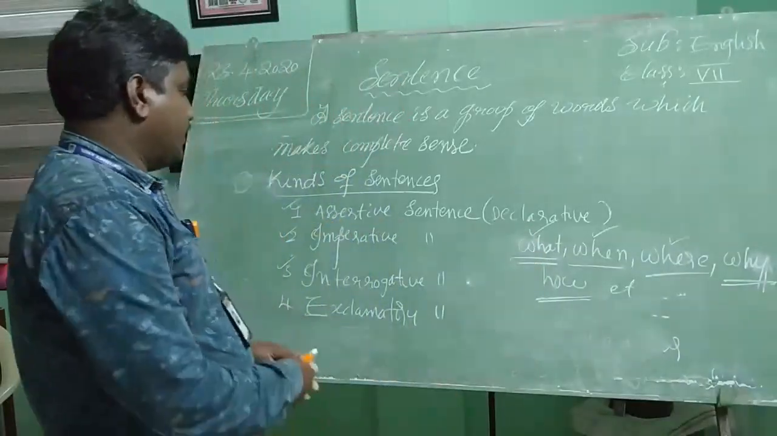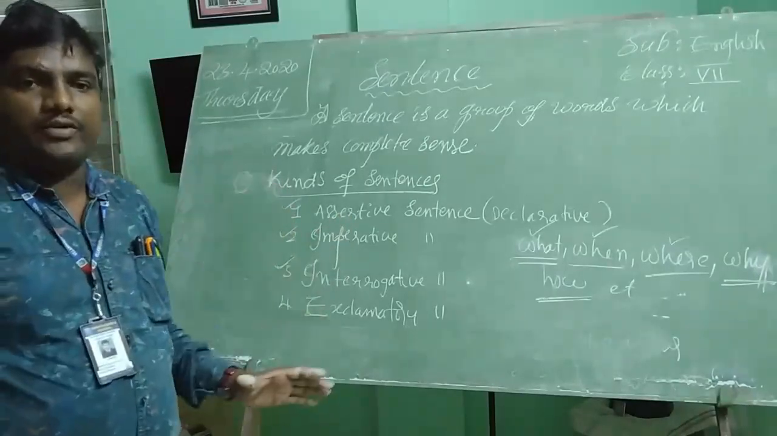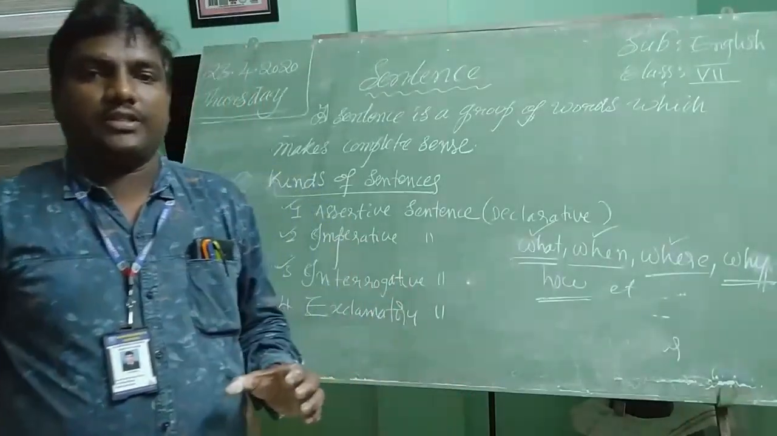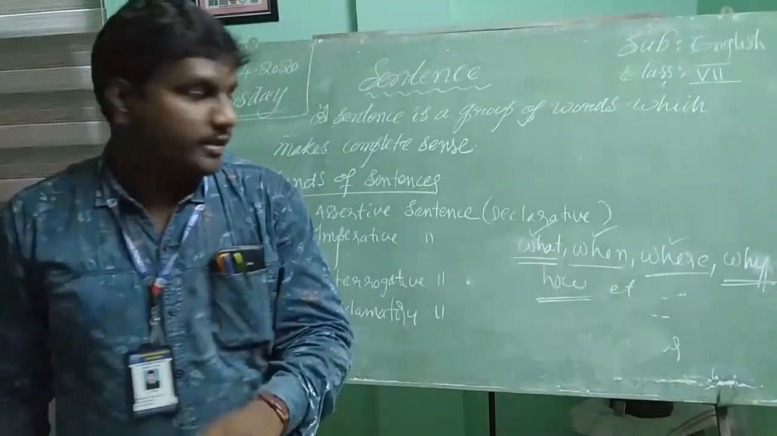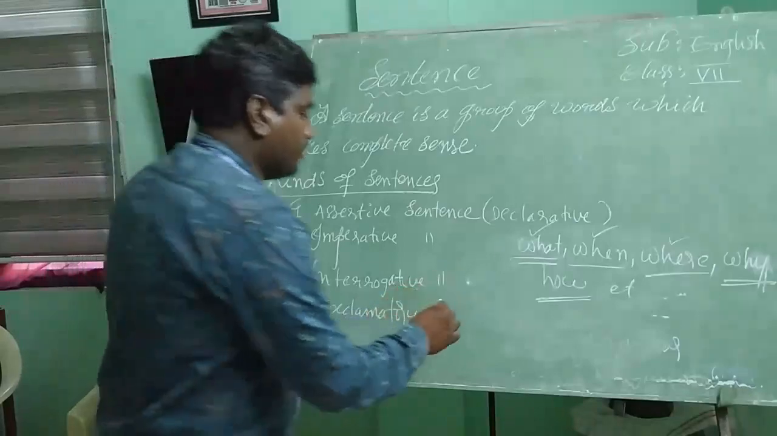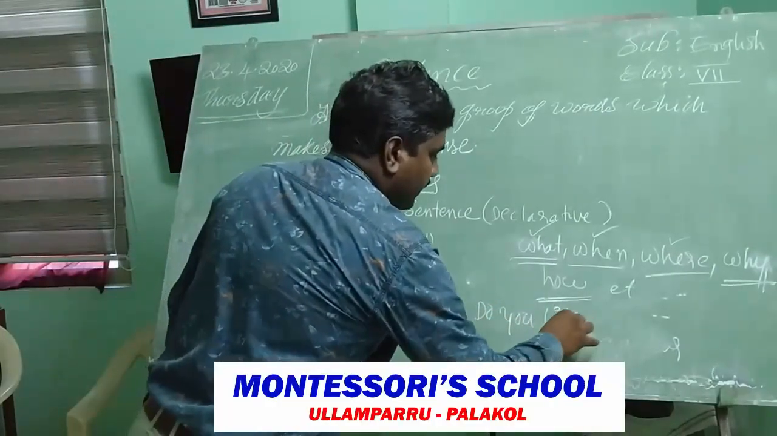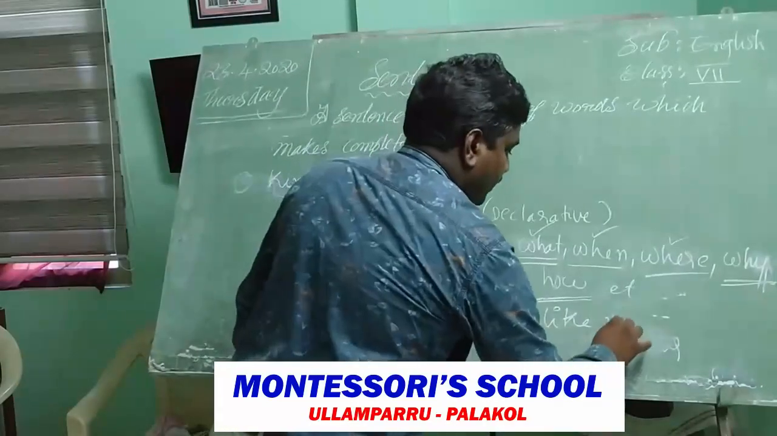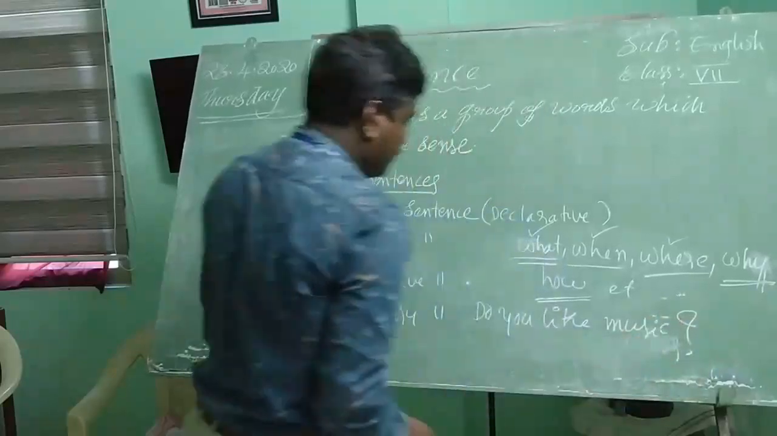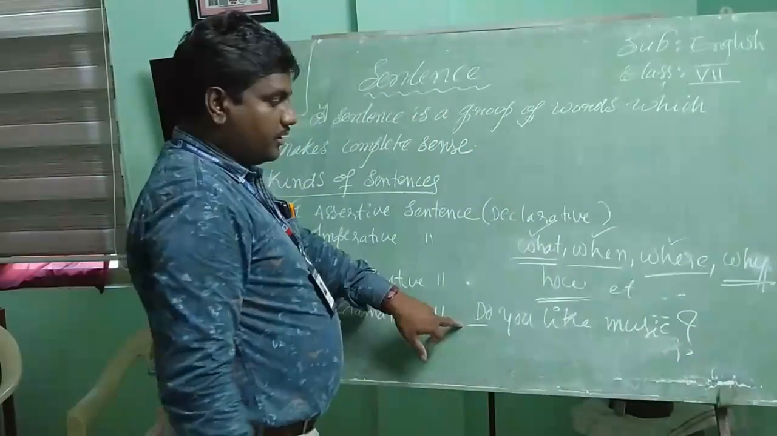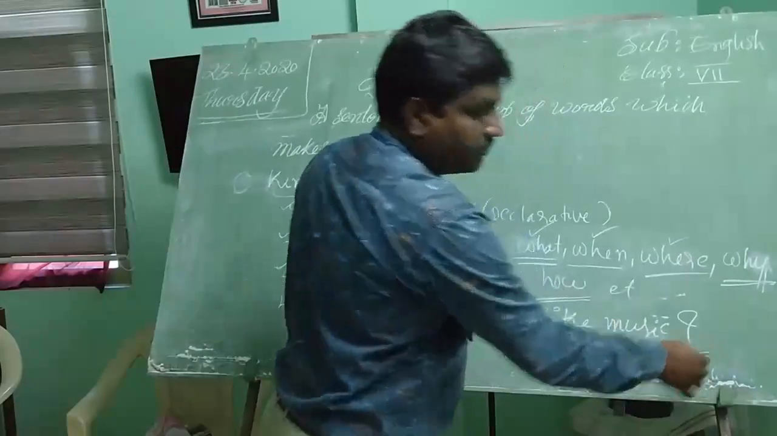Next, let us see what an interrogative sentence is. An interrogative sentence starts with a capital letter and ends with a question mark. For example, do you like music? Here, do starts with a capital letter, and the sentence ends with a question mark.